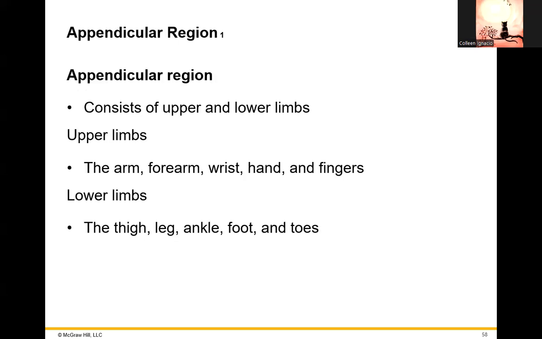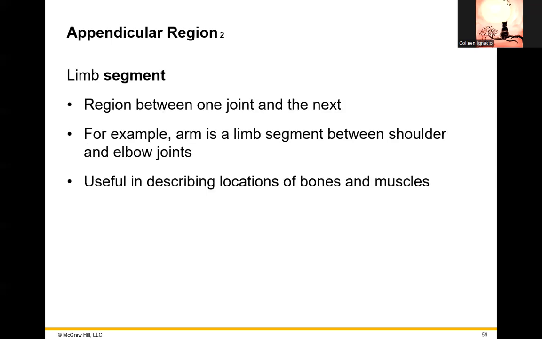Okay, now let's jump to the appendicular region. Because we were just talking about the axial region, now we're looking at appendicular. This is the upper and lower limbs, our arms and our legs. Okay, so for our upper limbs, we're thinking arm, forearm, wrist, hand, and fingers. For lower limbs, we're thinking the thigh, the leg, the ankle, the foot, and the toes.